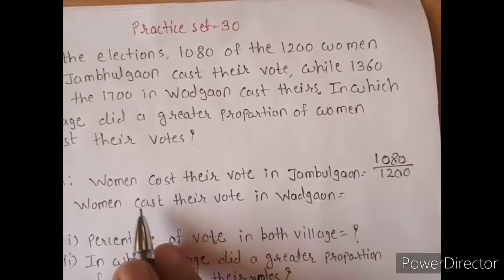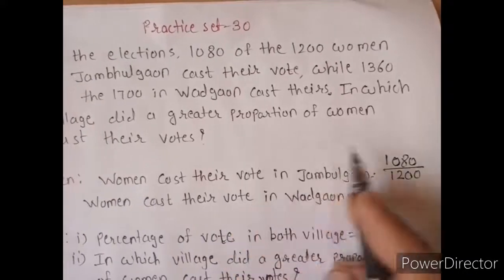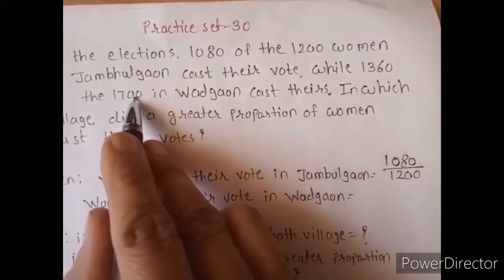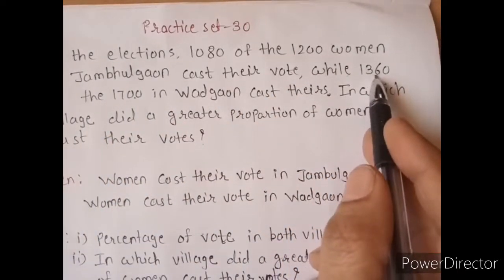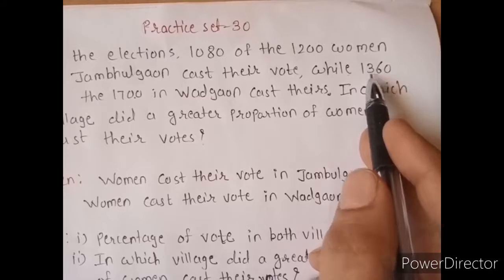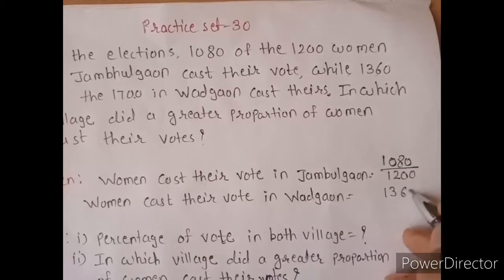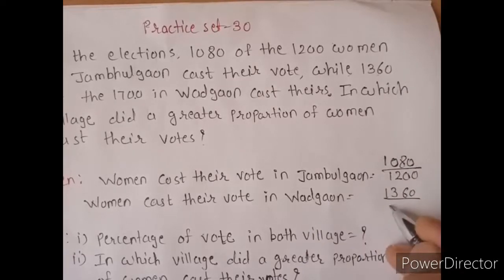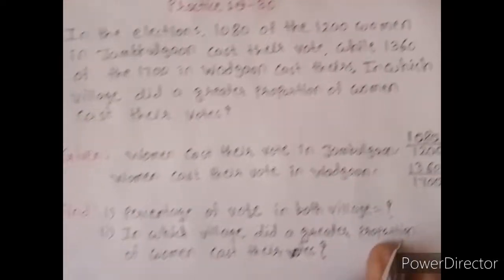Now find out how many women cast their vote in Vadgaon. In Vadgaon, the total number of women is 1700. Out of that, 1360 women cast their vote. So write down this figure in ratio form. So here it will come 1360 upon 1700. So the total number of women we have written in the denominator, and women who cast their votes we have written in the numerator.